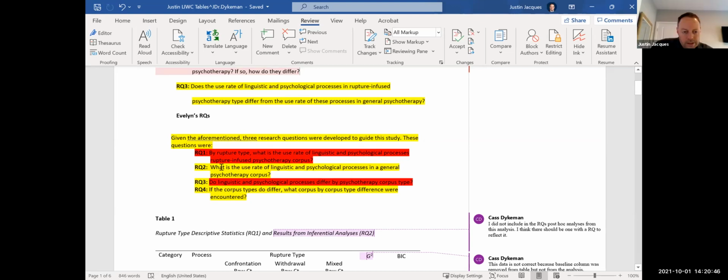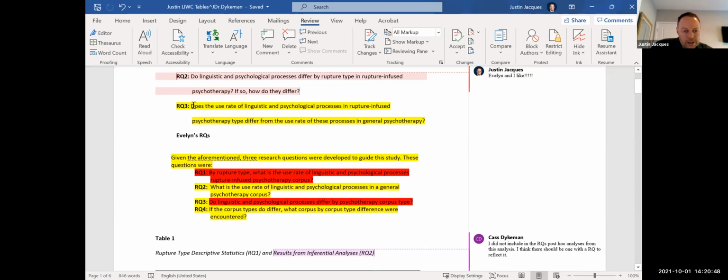Okay, so then let's make sure that these 3 align. So does the use rate of linguistic in rupture infused psychotherapy, that's the giant, put them all together, versus the general, which was that generic one that I had to create that sucked. So we put those 2 together. Okay, so let's go down here, and so that would be this one. What is the general? What is the use rate of linguistic in a general?